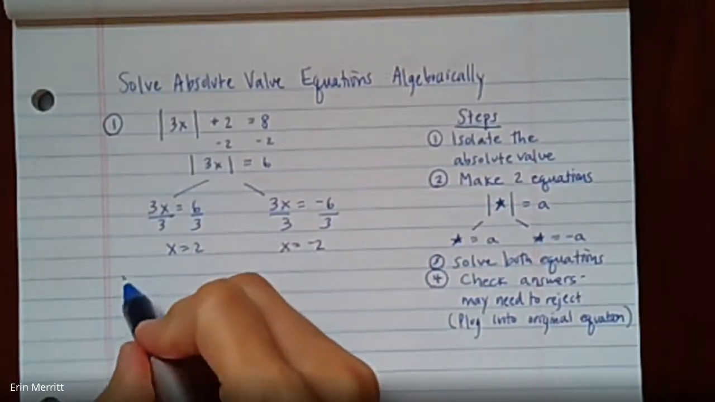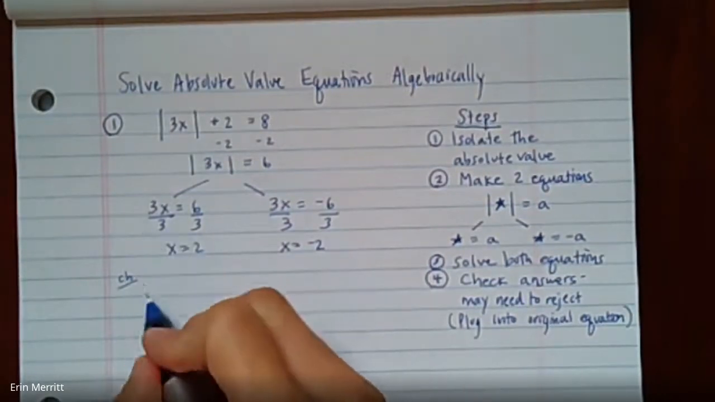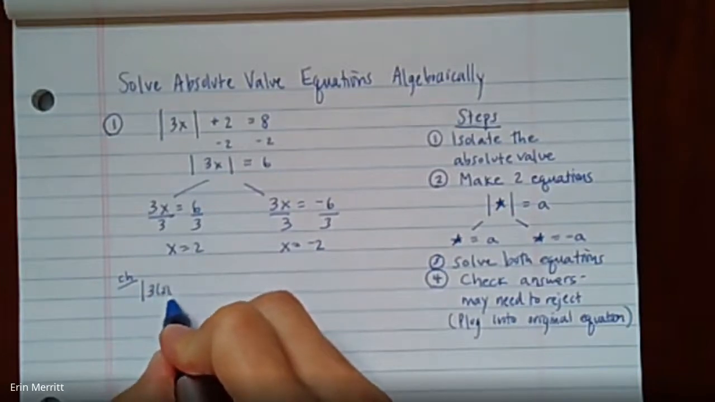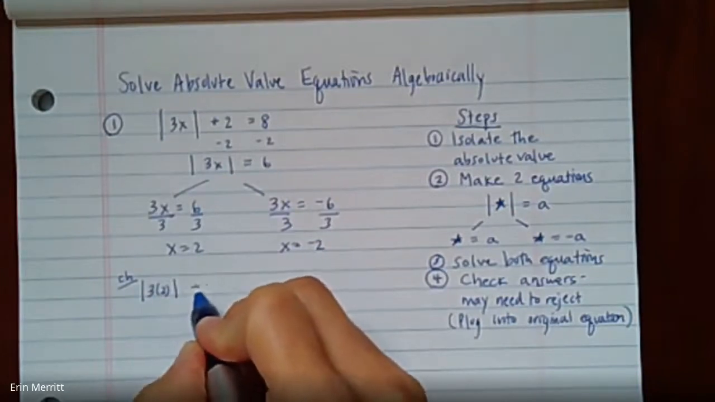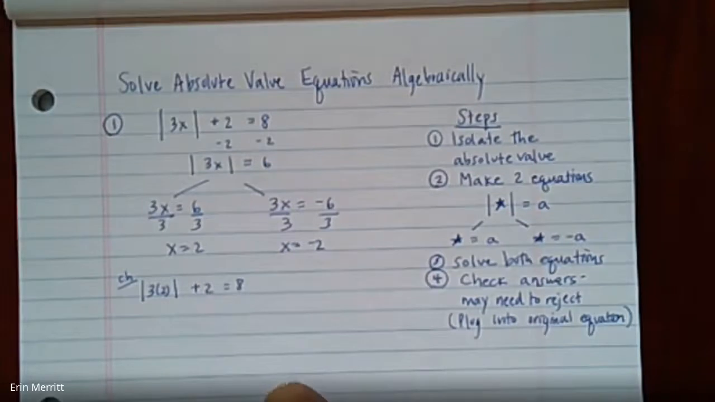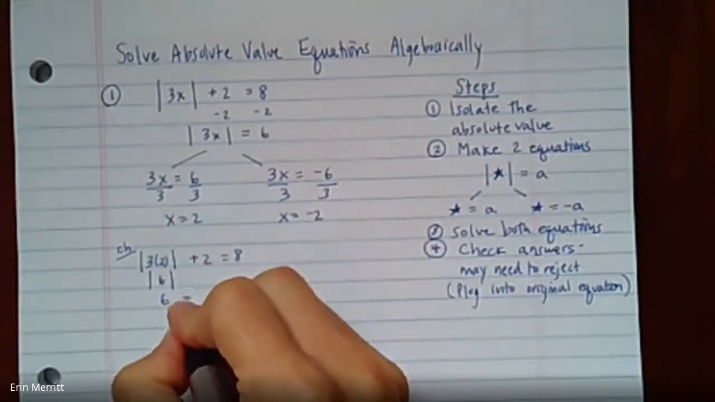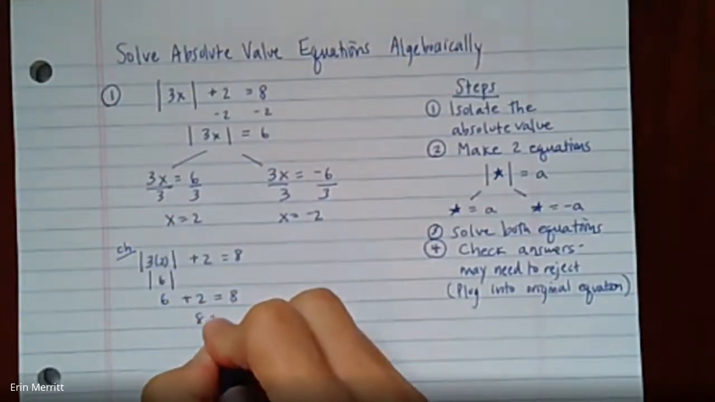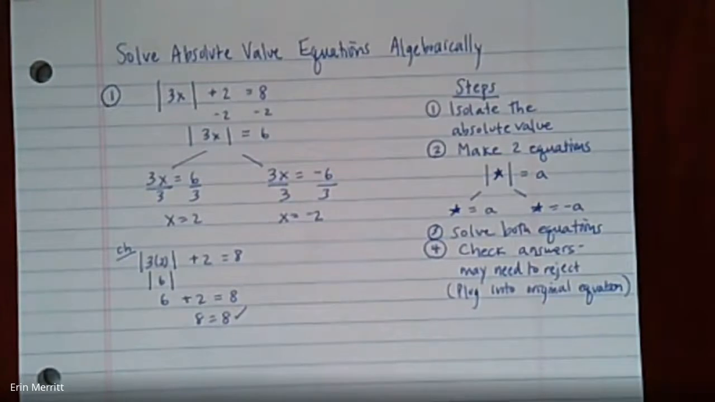So when I say let's check, let's take the 2. If we go into 3 times 2, take the absolute value, add 2, does it equal 8? So this would be 6. Absolute value of 6 is 6. Add 2, yep, we're good to go. So that answer is good.